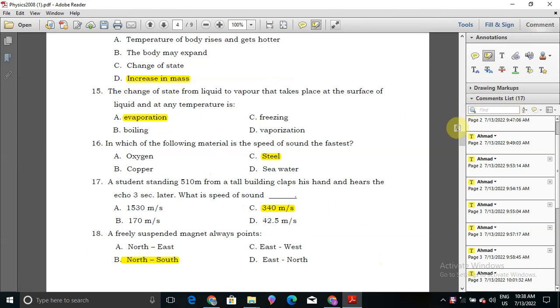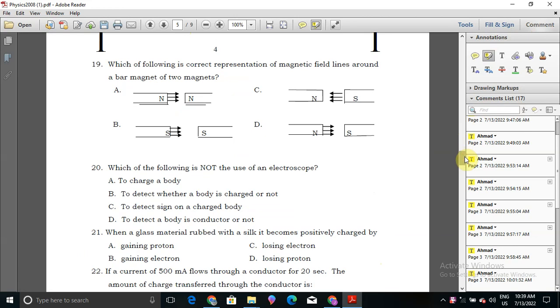Now in question number 19, which of the following is the correct representation of magnetic field lines around a pair of magnets? Of course it will be D. Why? Because magnetic lines of force around the pair of magnets always come inside from north to south. From outside they come to the south and go out from north. So that means choice D.